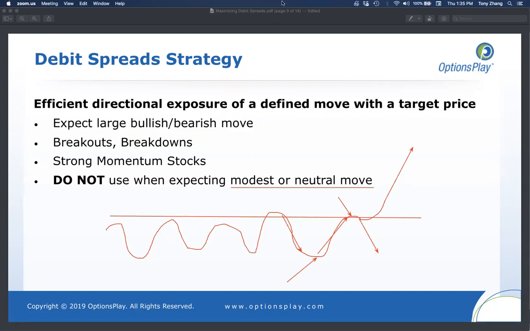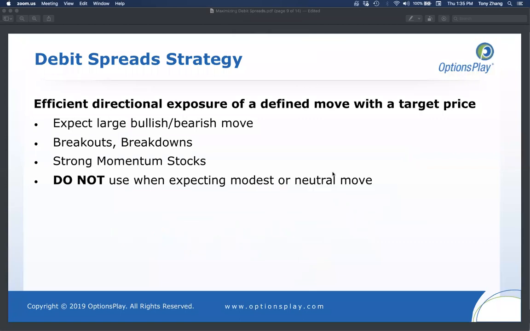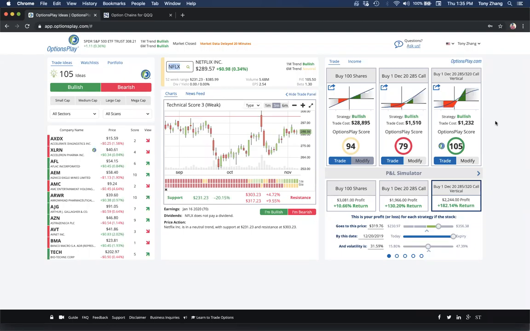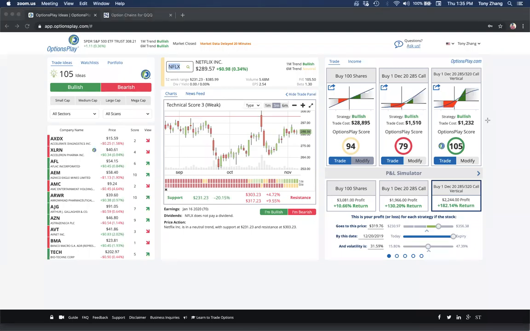Now, if that makes sense, everyone, please type 6 into the chat window. Okay, perfect. So with that, what I want to do is jump over to Options Play, and I want to show you guys some examples of debit spreads. And I'll come back and talk a little bit about how you want to choose the optimal debit spread.